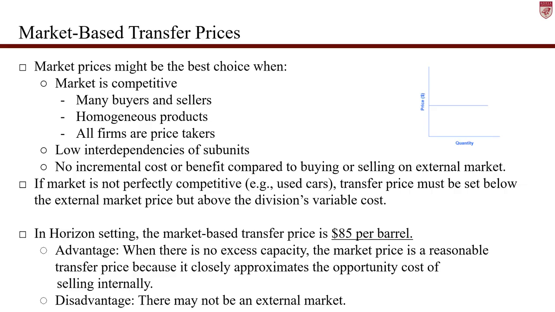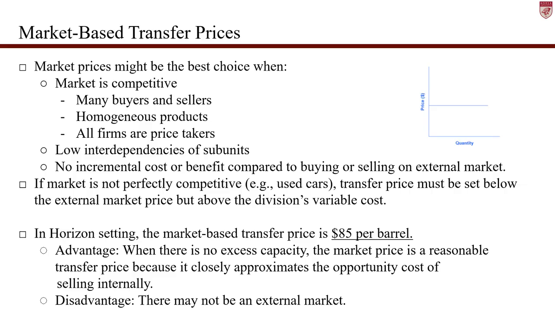And then we're also assuming the product is homogeneous, meaning the product is not differentiable. You cannot differentiate the gasoline from this company versus the gasoline from the other company. They all look the same. From the buyer's perspective, there is no difference in buying the product from your company versus from your competitor's company. Another feature of a competitive market is that firms are price takers, meaning they cannot set the price themselves. The price is already there from the external market.